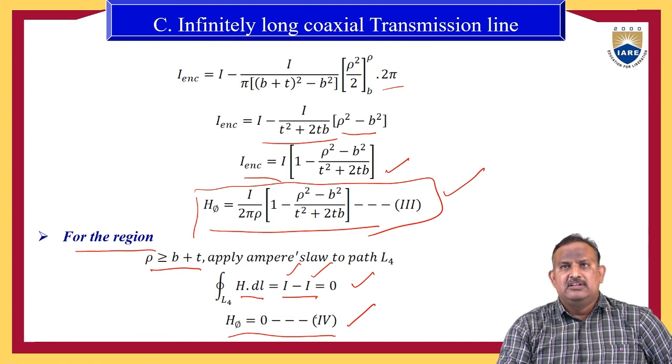So like this we can find out the magnetic field intensity of a coaxial transmission line.